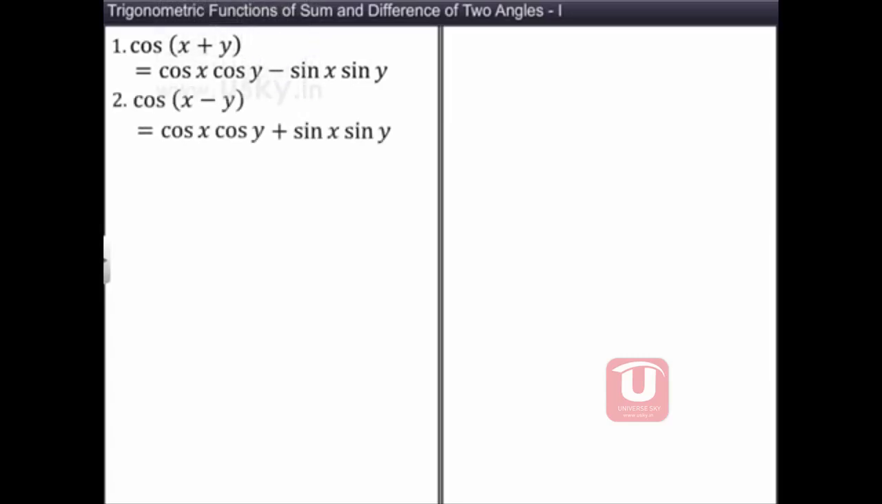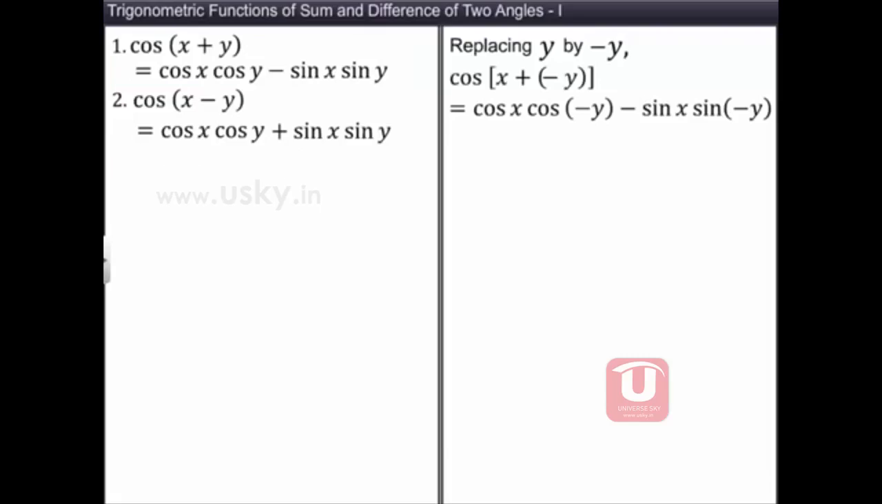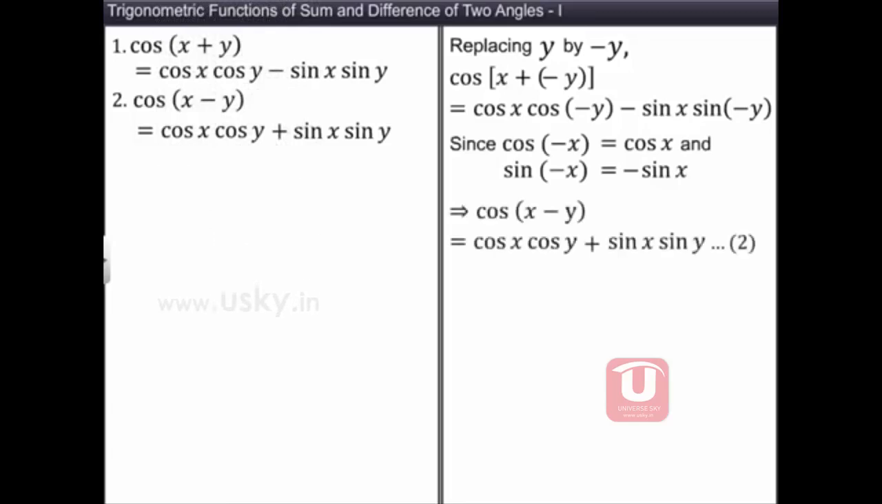Now, let us prove that cos of x minus y is equal to cos x into cos y plus sin x into sin y. Replacing y by minus y in equation 1, we get cos of x plus of minus y is equal to cos x into cos of minus y minus sin x into sin of minus y. And since cos of minus x is cos x and sin of minus x is equal to minus sin x, cos of x minus y is equal to cos x into cos y plus sin x into sin y.